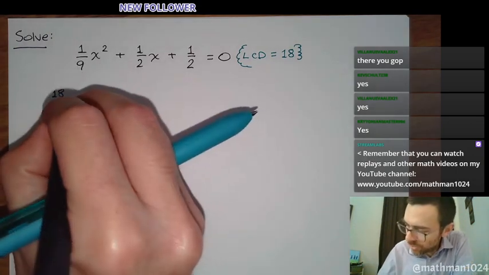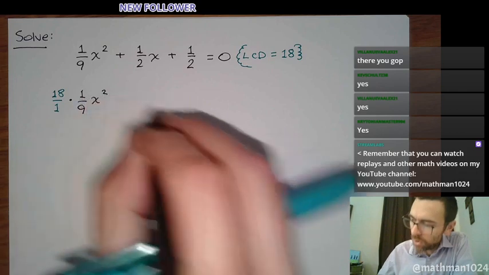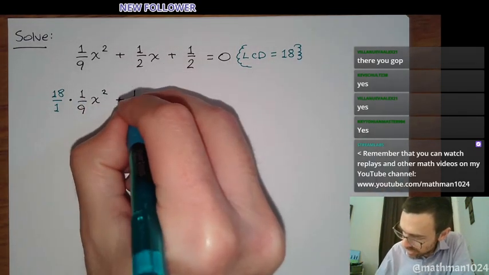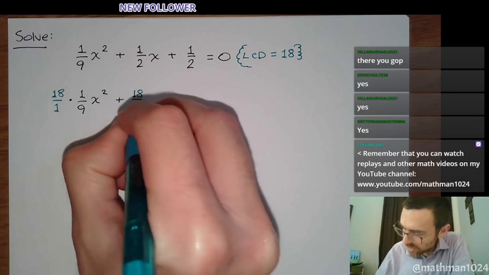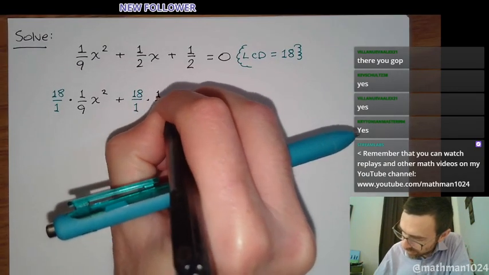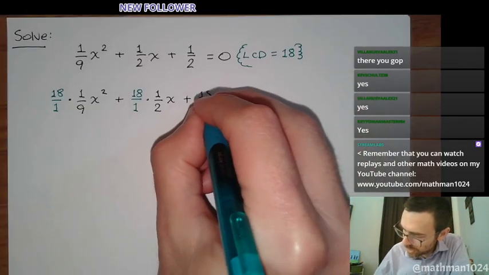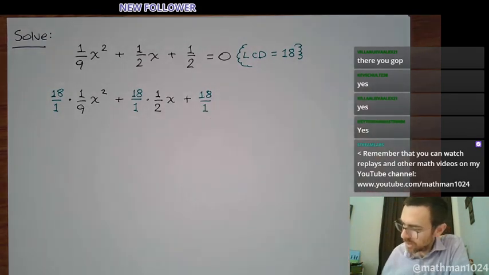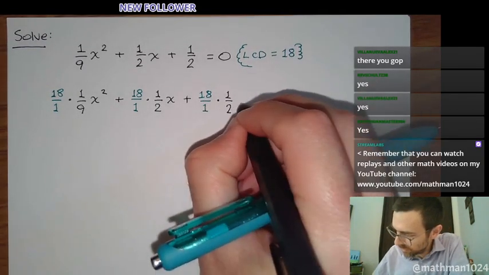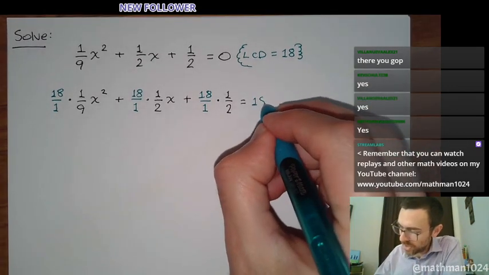So this is 18 over 1 times 1/9 x squared, plus, multiply this next term times 18 over 1, plus, and then we get another 18 over 1 times 1/2 is equal to, now we still have to multiply the right side times 18.